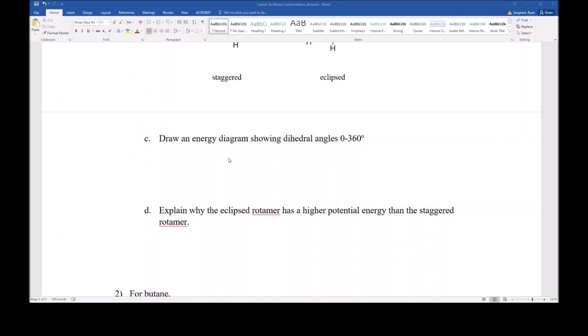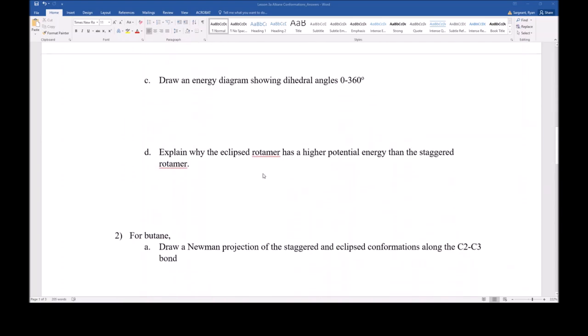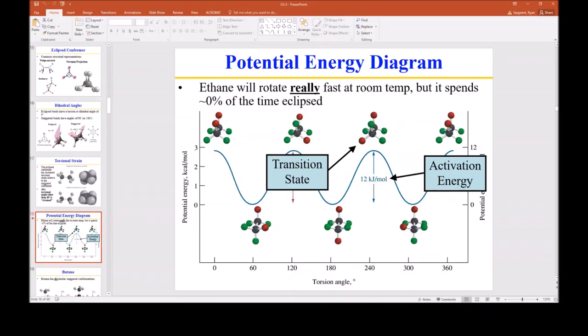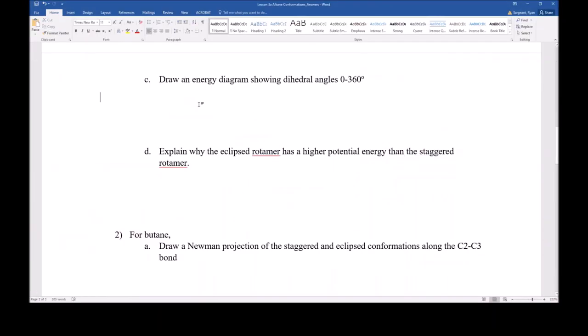So for the lesson, you need to draw an energy diagram showing the dihedral angles for ethane as it goes from 0 to 360 degrees. And that's simply this image right here. You're going to take this image. You don't need to label the transition state and the activation energy unless you want more complete notes when you're studying. But your energy diagram should show these increments and these structures going up and down. You can record the actual values on the y-axis, but most of the time we just understand that lower values are down here and higher values are up here. So this is the diagram right here that you need to insert into this answer right here.